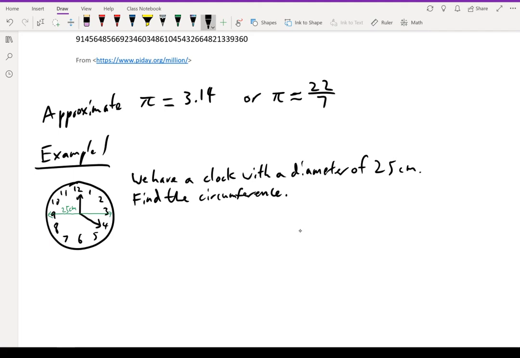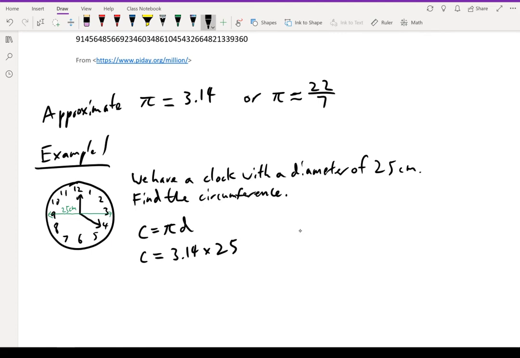Well, we use the formula C equals pi times d, pi d, because we already have the diameter. So we'll use C equals pi d. And all we have to do now is substitute in the numbers. So for this one, let's approximate it using 3.14. So C is equal to 3.14 multiplied by 25.